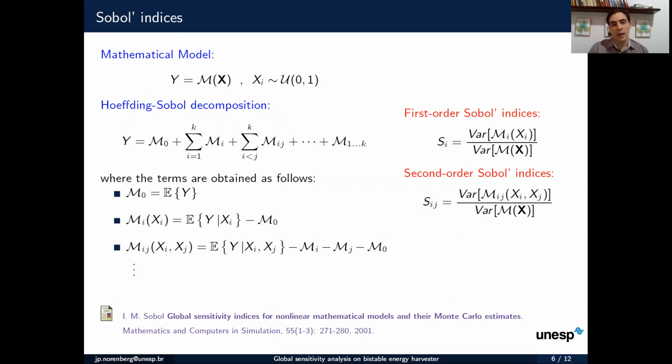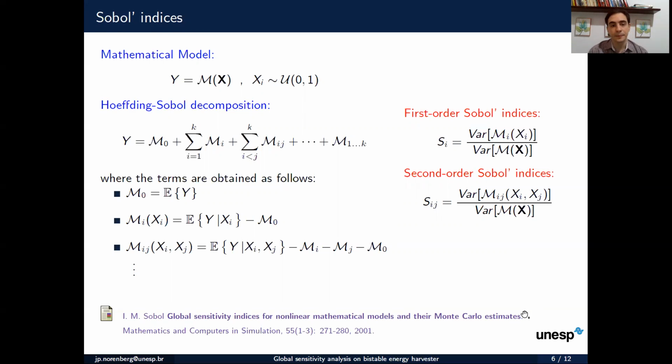We can understand this as a mathematical model in which our scalar output is defined by a model function and our vector of inputs, where each parameter is defined by a probabilistic distribution. Then we can rewrite this mathematical model using a Hoeffding decomposition, where our scalar output is defined by a total mean and sums of the conditional means. The great property of this decomposition is the orthogonality of the conditional means. Then the variance of the model is defined by the total variance and sums of the conditional variances of the parameters.